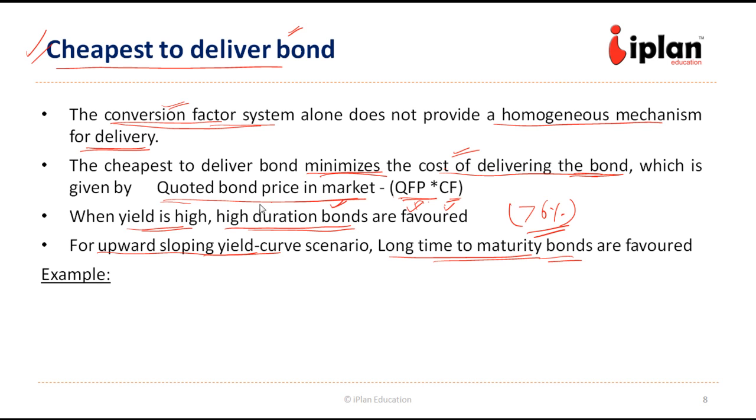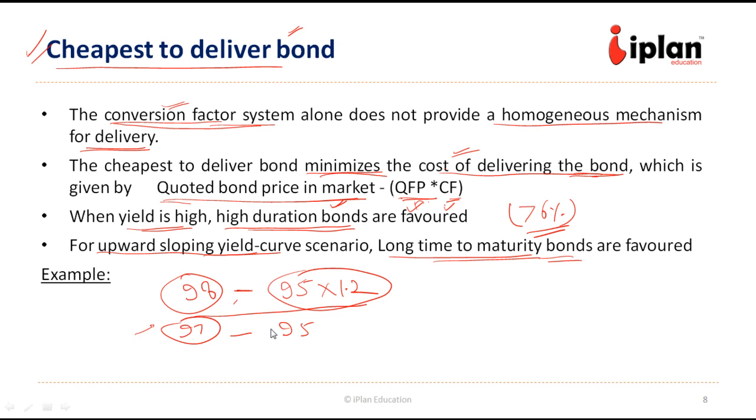We can take an example. Suppose the quoted bond price in the market for a particular bond is say 98, and we know that the quoted future price of the bond is say 95, and the conversion factor is given to be 1.2. So we need to just take the difference, and then if there is another bond whose quoted price is 97 and its conversion factor is say 1.3, we calculate this, and whichever of them is minimum, that bond will be selected for delivery. So this is how we use the cheapest to deliver concept.